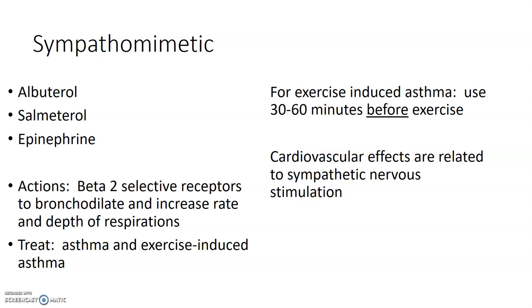Cardiovascular effects are related to sympathetic nervous system stimulation. Albuterol is used to prevent and treat bronchospasm. Note that in your textbook it is listed as long-acting, but in other textbooks it is listed as a short-acting drug. And it is used as a rescue inhaler. Salmeterol is a preventative. It is only used as a preventative drug for exercise-induced asthma. Epinephrine can be used for acute bronchospasm and for anaphylactic reactions.